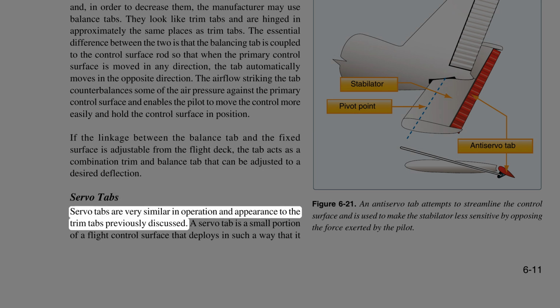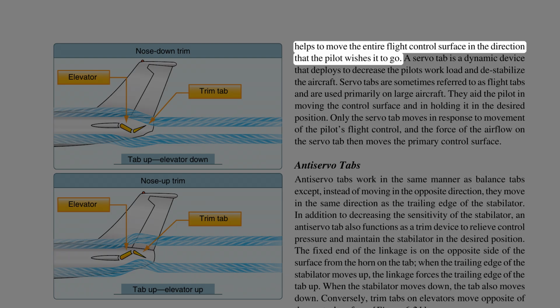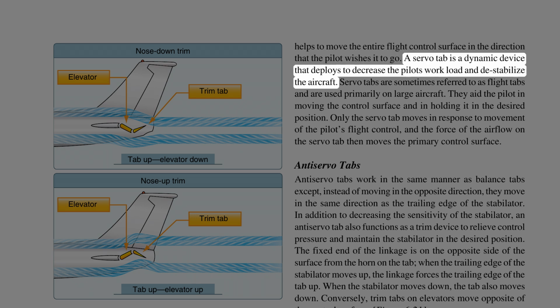Servo tabs. Servo tabs are very similar in operation and appearance to the trim tabs previously discussed. A servo tab is a small portion of a flight control surface that deploys in such a way that it helps to move the entire flight control surface in the direction that the pilot wishes it to go. A servo tab is a dynamic device that deploys to decrease the pilot's workload and to stabilize the aircraft.